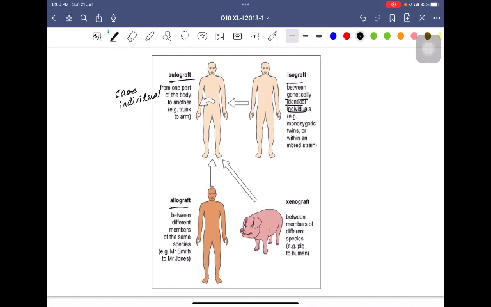Then coming to allograft. Allograft is when transplantation is carried out between different members of the same species. So it basically means between two different individuals, like Mr. Smith to Mr. Jones. So we are two different people, and between them, if transplantation is carried out, that is called allograft. The next one is xenograft, between members of different species, for example, pig to human.